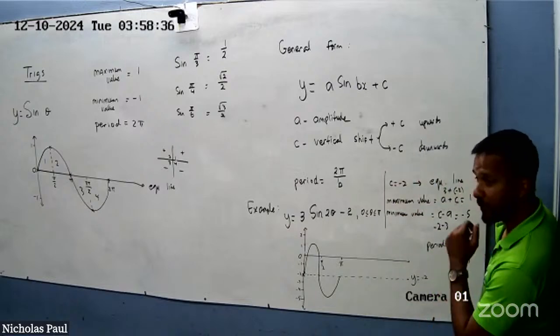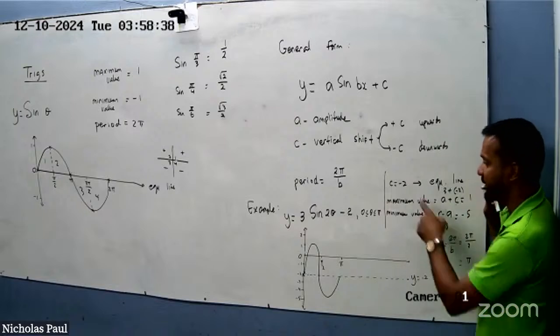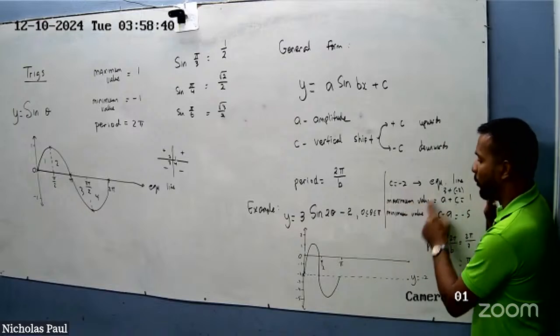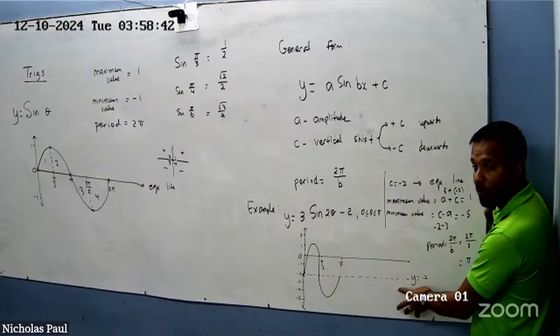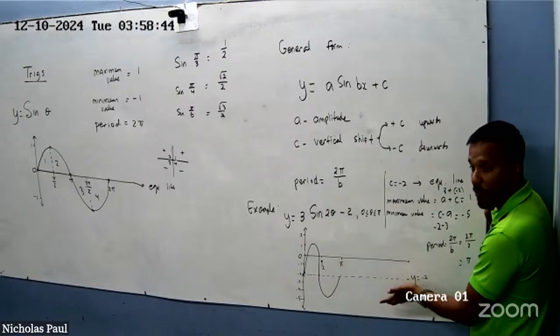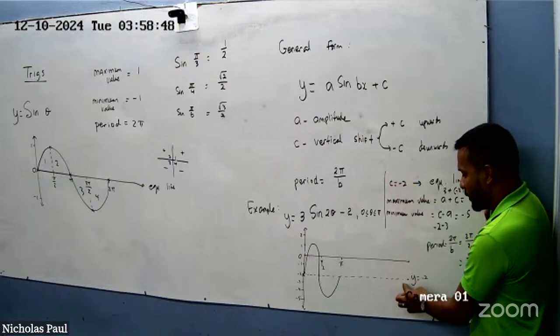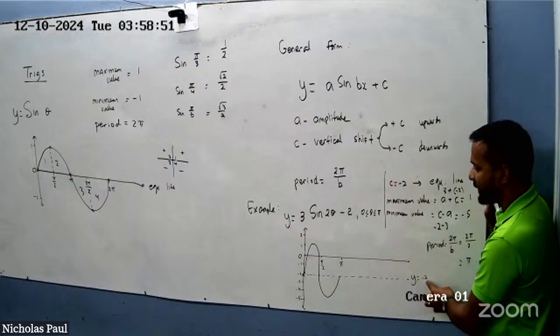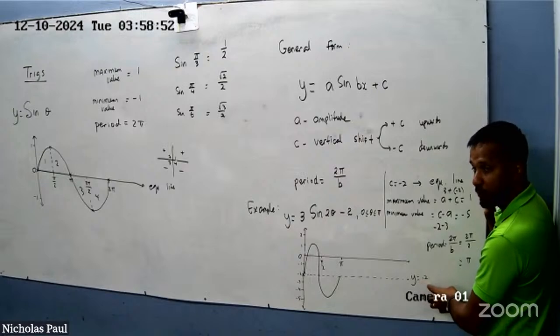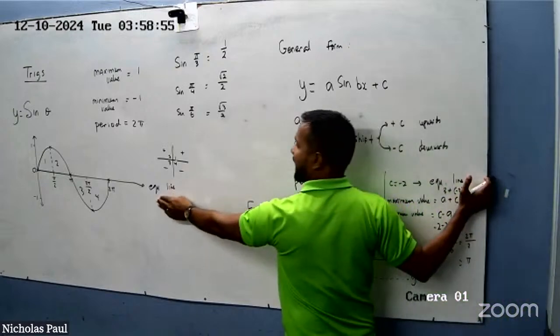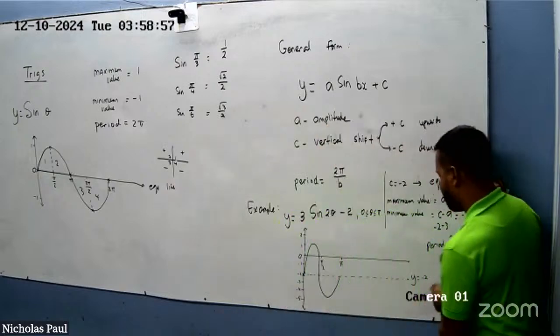So watch it again. The first thing I dealt with was C. C told me where the graph will now belong, the equilibrium line, where the graph will now start from. Right? So let's shift the whole graph down 2. So the graph will now start at y is minus 2. So the graph will no longer start at y is 0, it will start at y is minus 2.